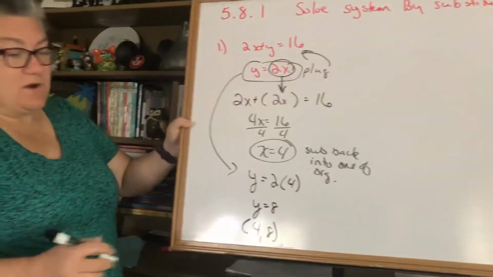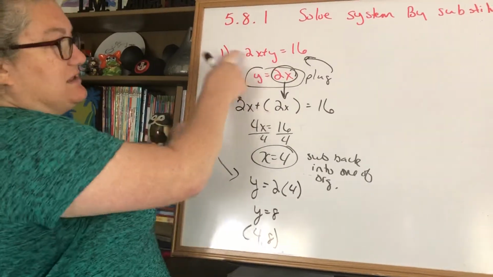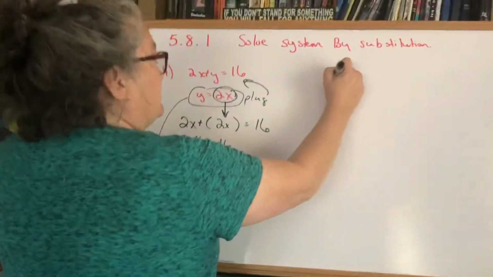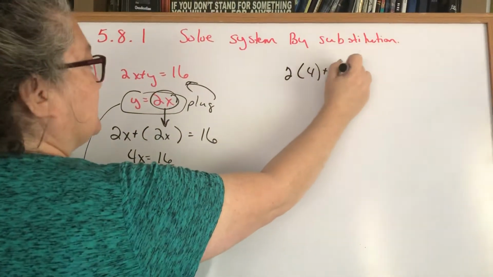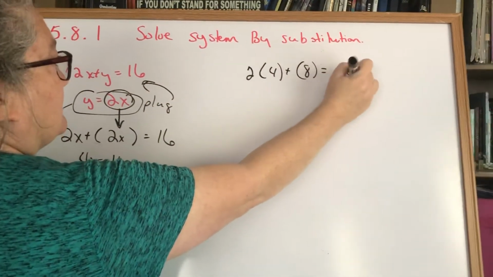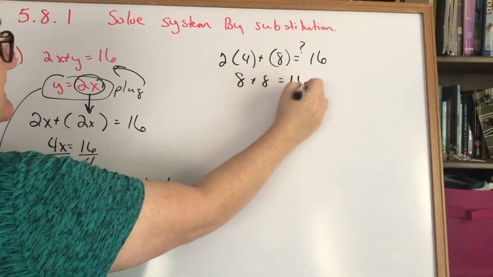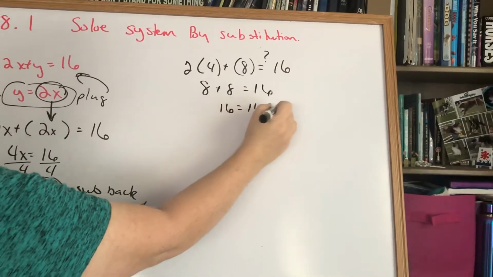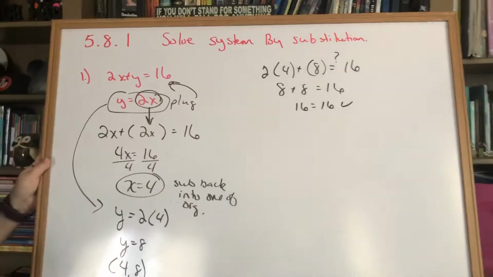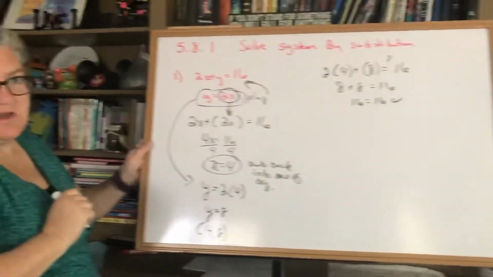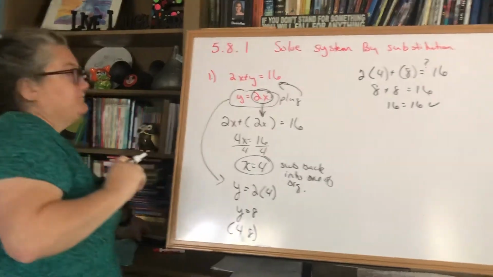Now to show you that this works, I'm going to substitute this (4, 8) into the other equation as well. So we have 2 times 4 plus 8. Does that equal 16 is the question? Well, this would be 8 plus 8 equals 16. 16 equals 16. So yes, the ordered pair (4, 8) works for both of those. Let's do another problem.